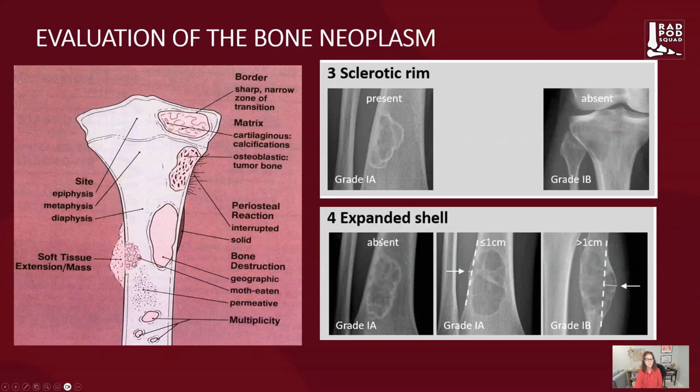And again, our expanded shell, whether or not that's absent in a very benign appearing lesion, it's still benign even with a slight expansion when there's no cortical breach. And of course, a grade 1B lesion having greater than 1 centimeter of expansivity can be something that we'll follow as something that has a more aggressive feature.